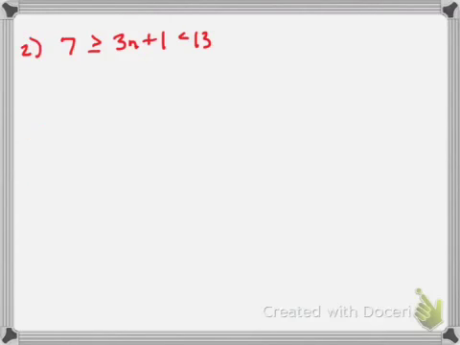So let's see how you did with number 2. First, I want to subtract 1 from all 3 parts because that's my constant. 7 minus 1 is 6. Bring down my inequality symbol. I'm left with just 3n in the middle.